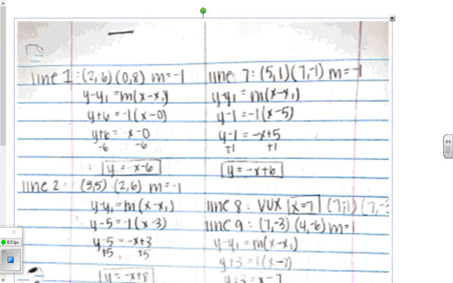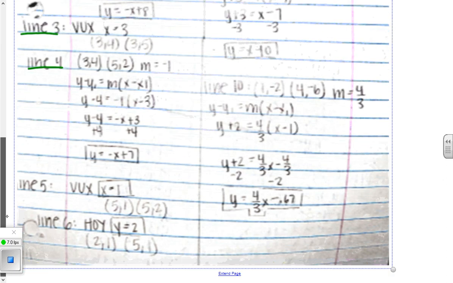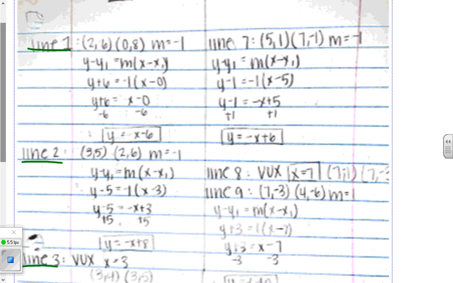Here's another one. This person felt like they were wasting paper, so they divided their paper in half vertically. So it reads line 1, line 2, line 3, line 4, line 5, line 6, and then on the same page, but at the top of the next column, line 7, line 8, line 9, etc. Either one of these is fine. It doesn't matter how you do it, as long as it is ridiculously neat to where you and I can navigate it super easily and we're not searching for all of your work.